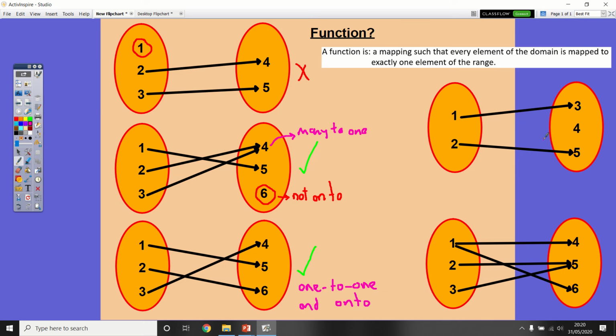This one over here, have a think. Fooled you. Yeah, this one is fine. This one's a perfectly good function. It's just like this one. It's 1 to 1, but it's not onto. Okay, nothing wrong with that. The 4 doesn't stop it from being a function. So it's 1 to 1. But because of the 4, it's not onto.